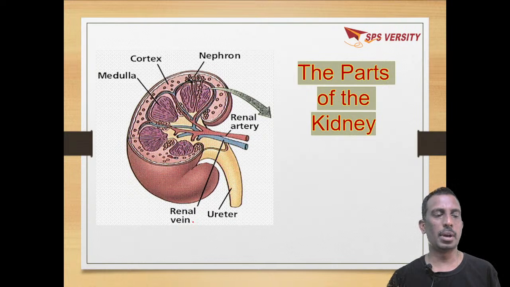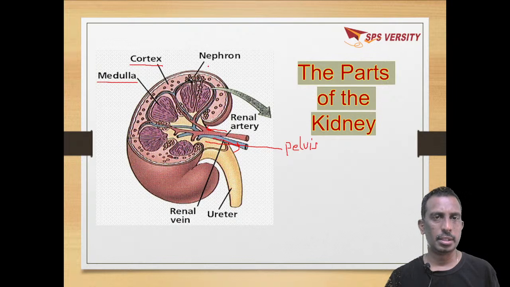So here you can see the parts of a kidney. Inside the kidney, the outer region is called the cortex. The middle one is the medulla. And there is a pelvis, into which the urine is collected and drained out from the pelvis to the ureter. And there is a renal artery and renal vein, where the renal artery sends blood, and through the renal vein the blood is collected from the kidneys.